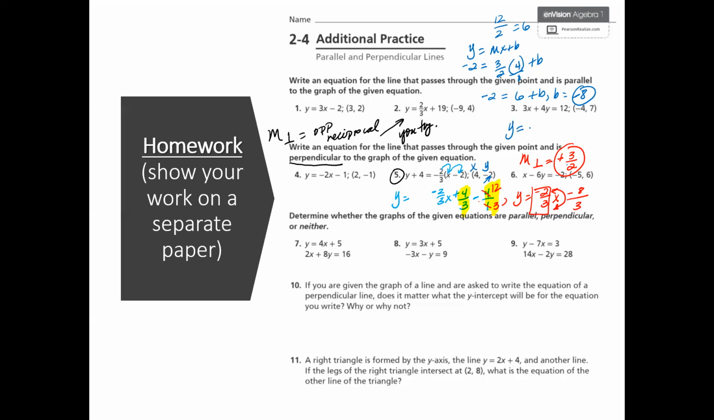So let's plug it in. y equals 3 over 2x minus 8. And that is your answer for number 5.